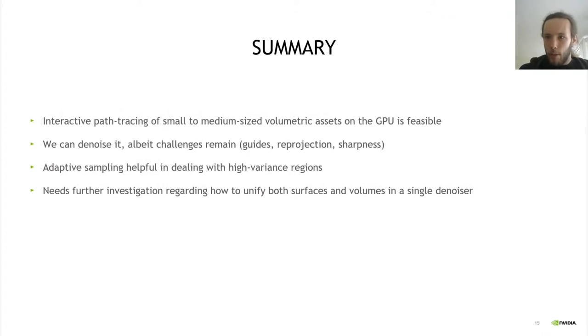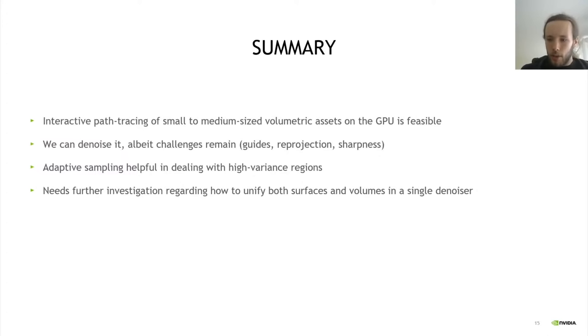So to wrap up, we showed that interactive path tracing of small to medium-sized volumetric assets on the GPU is definitely feasible right now, and we can also denoise it, but there are still some challenges that remain. For example, figuring out the best approach to feature guides. And something I didn't touch on right now is reprojection, because reprojecting in a volume is way harder than for surfaces, which might also solve some of the sharpness and fine detail that is lost to denoising. And adaptive sampling proved to be very helpful in dealing with some of the harder, high variance regions of volumes.